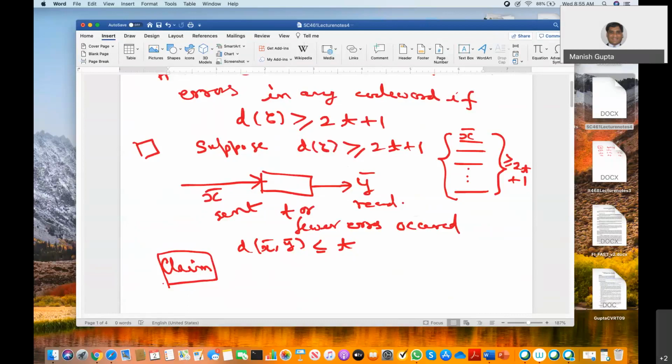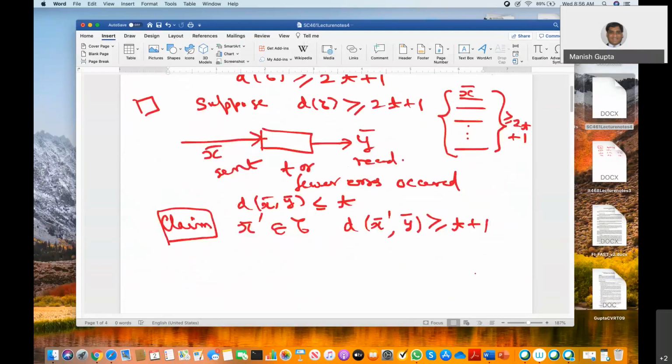X is sent, Y is received, T or fewer errors occurred. I want to show that X is the actual code word which was sent. Suppose there is another code word X prime in C, which is not equal to X. So the claim is the distance between X prime and the received vector Y will be at least T plus 1.